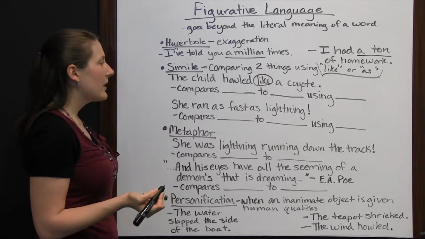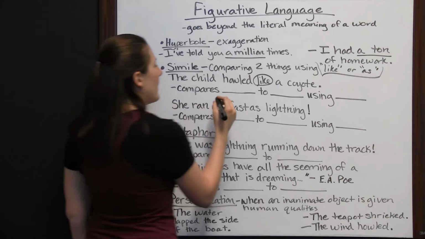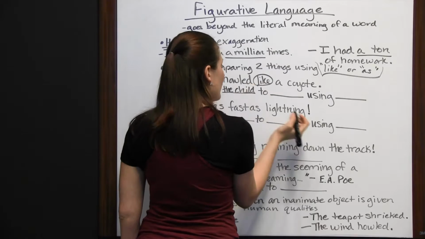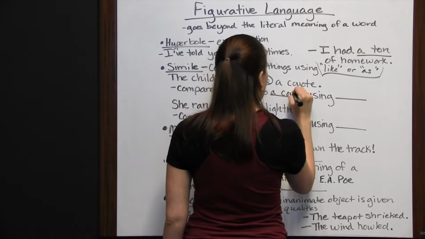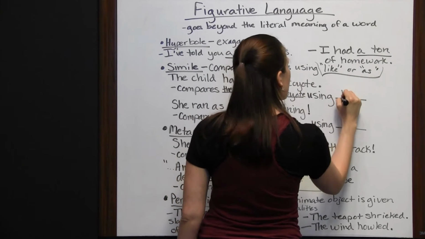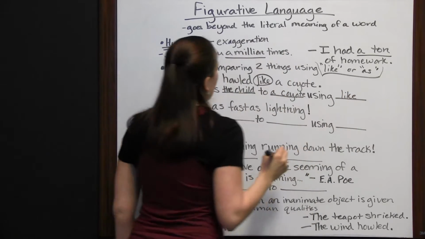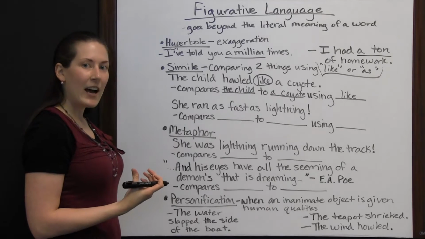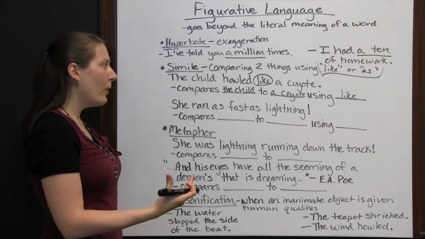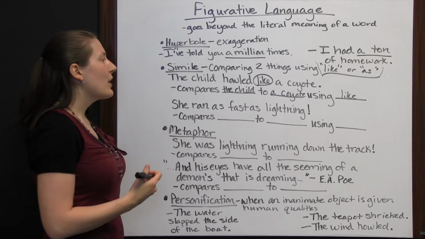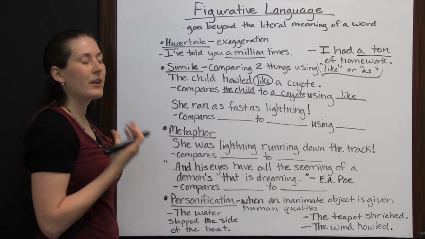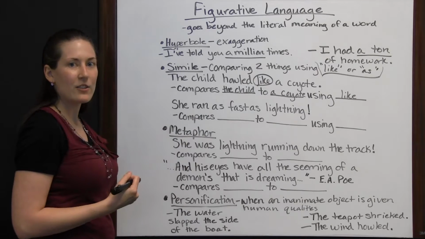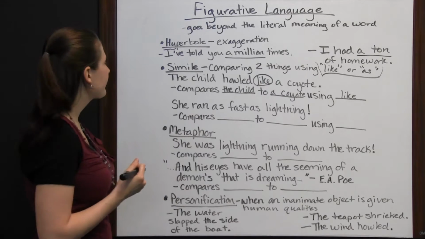The child howled like a coyote compares the child to a coyote using the word like. This example is letting you know that the child is loud. Its crying sounds like a howl, much like a coyote. So this figurative language is used to bring a coyote to mind to help you picture and hear in your mind how this child is screaming or crying.